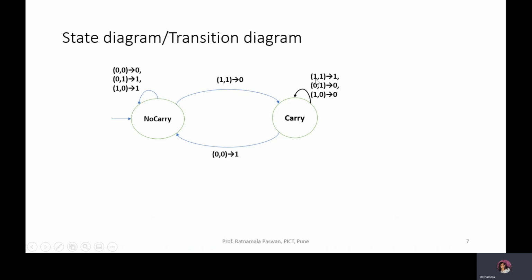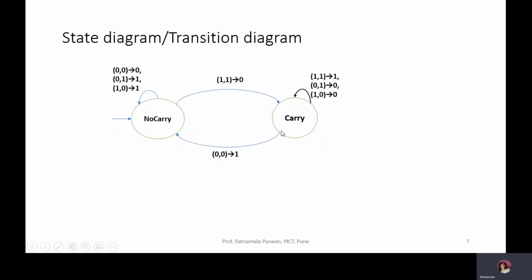The input is 1, 1 and the third bit is 1. So 1 plus 1 plus 1, 3 bits are here. The output is 1 and carry is produced, so it stays in the same state. Next, 0 plus 1 plus 1. You can find the output is 0, and there is a carry, so it stays in the same state. Like this, for all 3 of these input combinations, these are the outputs and the state remains the same.